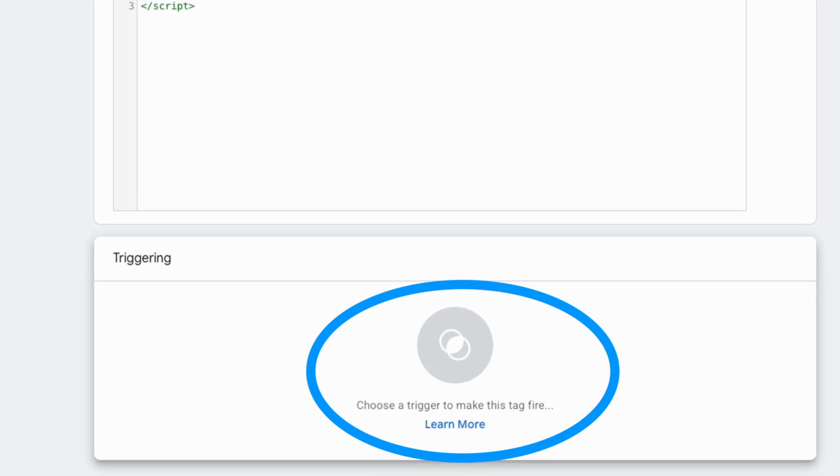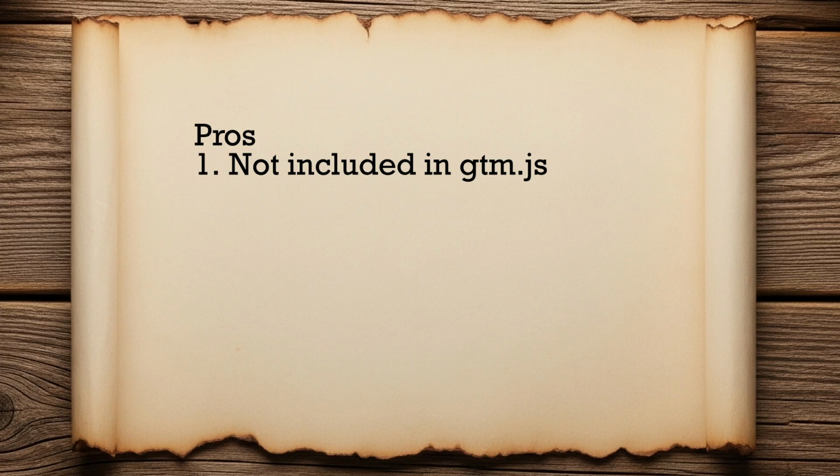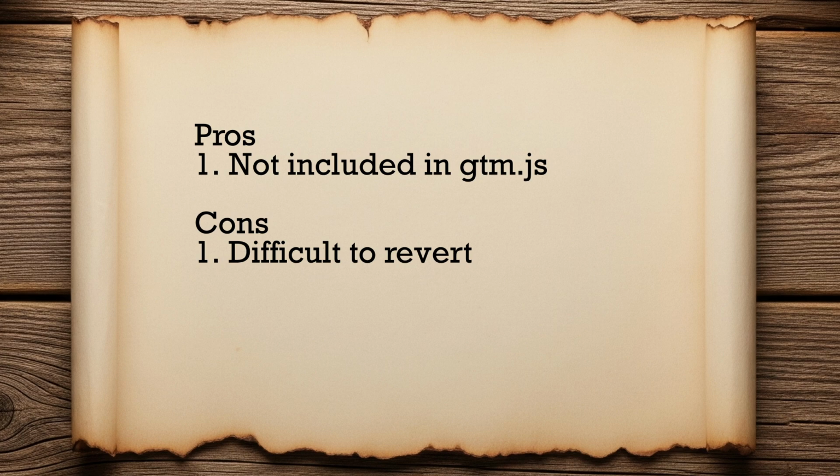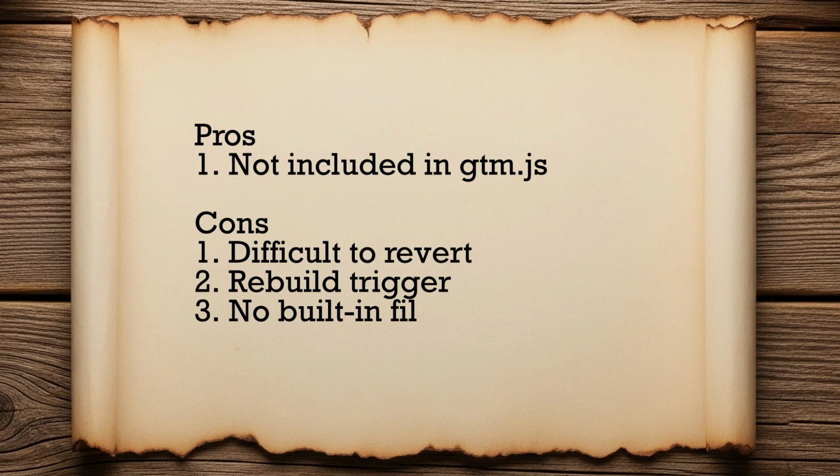Next, removing the trigger. This saves resources completely. If a tag has no trigger, it cannot fire and won't load in the GTM script. The downside is recovery complexity. Reactivating means rebuilding triggers from scratch if the original is gone. Tags without triggers are also harder to locate. GTM has no filter for them.